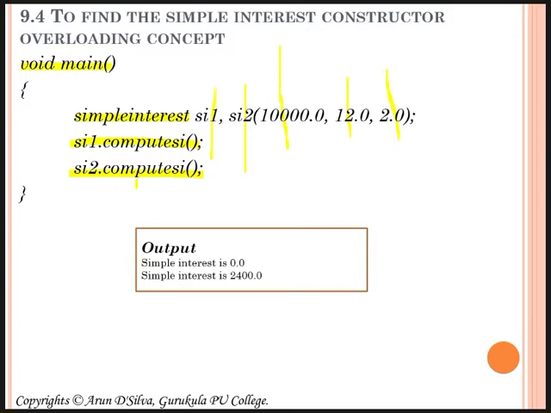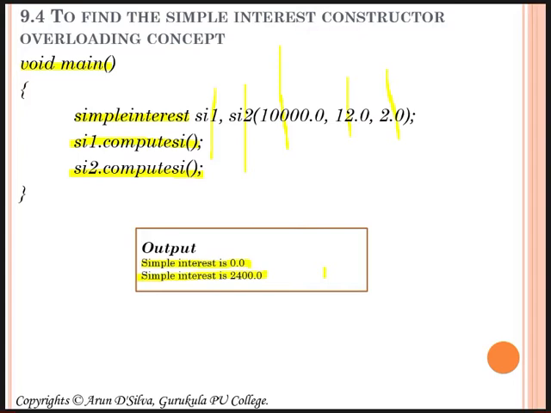Here the output for the first object will be displayed as 0 because P, T, R all values are 0. But in the second case, the simple interest is 2400. Here the P value is 10,000, the T value is 2, and the R value is 12. Now if you take the product of these and divide by 100, the answer you will get is 2400.